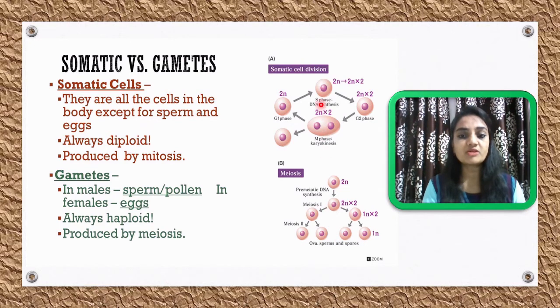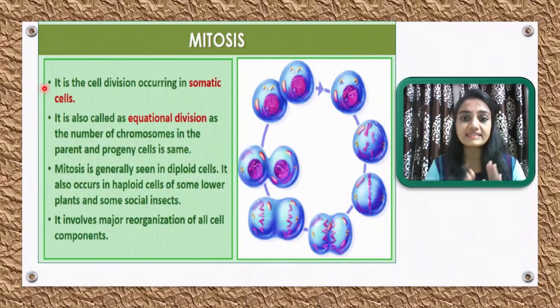In mitosis, the chromosome number remains the same as in the parent cell. From the parent cell, the same number of chromosomes will be obtained in the daughter cells. But in meiosis, half the number of chromosomes will be obtained from the parent cell. So today we are going to discuss in detail mitosis, which is a somatic cell division process. It is a division occurring in the somatic cell.